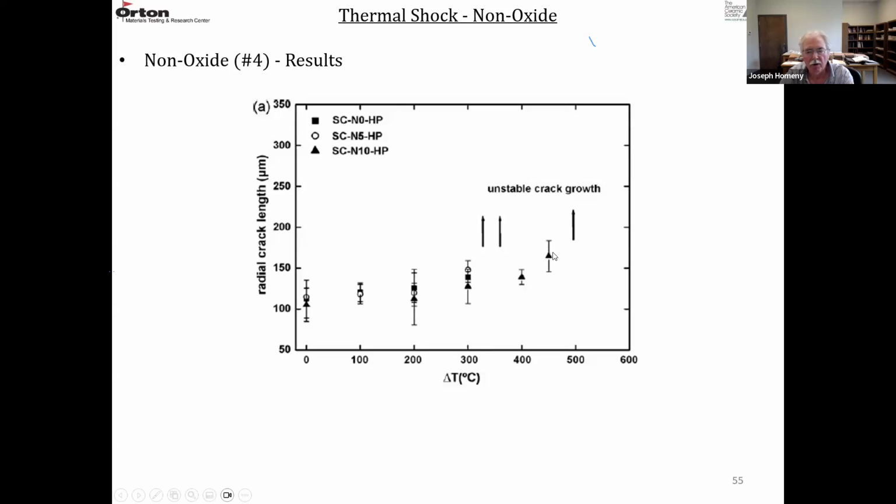And then at some point, the crack becomes unstable, it becomes catastrophic, and the sample fractures. So these vertical arrows indicate the delta T's where these materials were no longer in one piece, severe thermal shock damage.